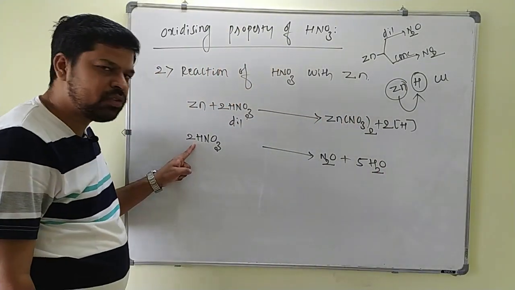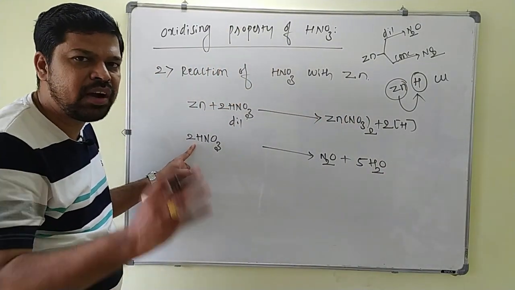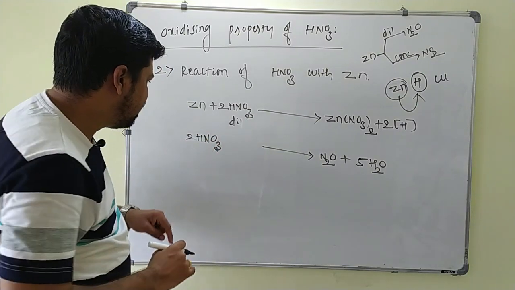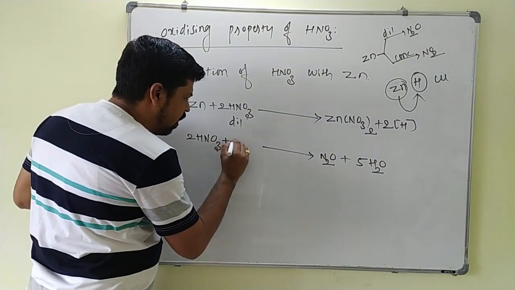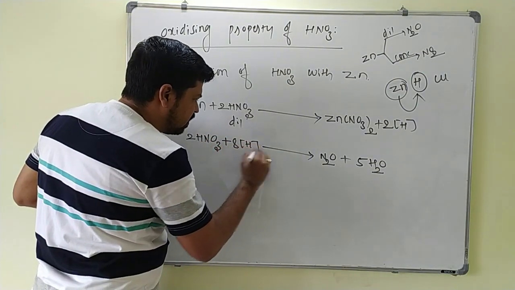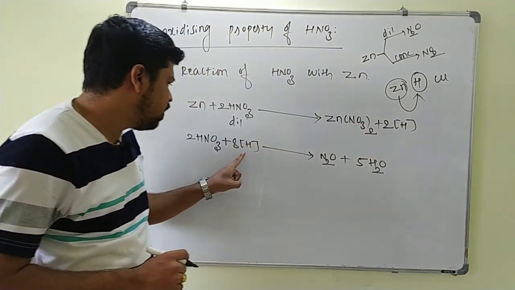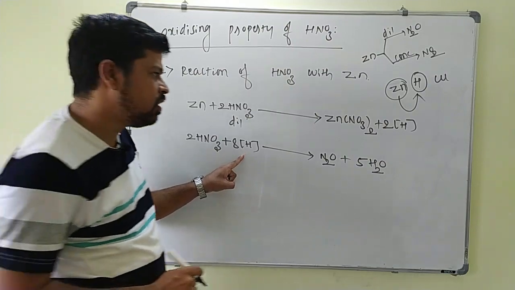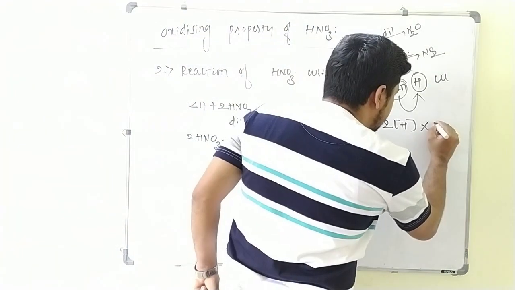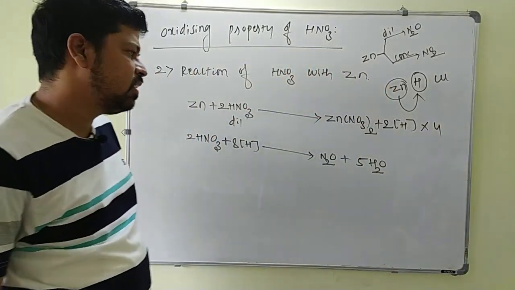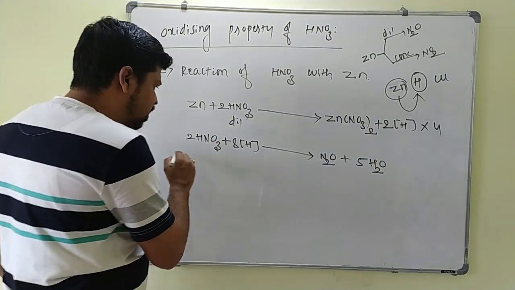So here only 2 hydrogens are there. Still how many hydrogens are required? 8 hydrogens are required here. So you have to take 8 nascent hydrogens. Here already we have got only 2 nascent hydrogens, but we require 8. So in order to balance that one, this is multiplied with 4. That's it. Now the process is over.